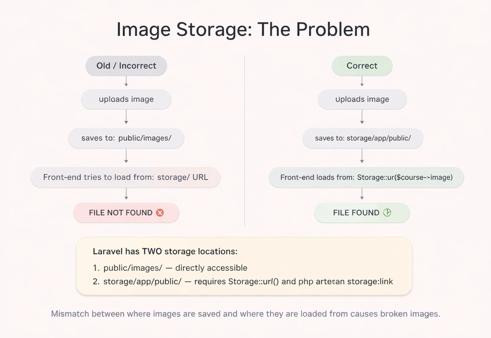Images were being saved to one location, say the public images folder, but the front end was trying to load them using the storage URL helper, which looks in the storage folder. This mismatch means the images simply don't appear. The fix requires making sure both the saving side and the displaying side are using the same storage path.